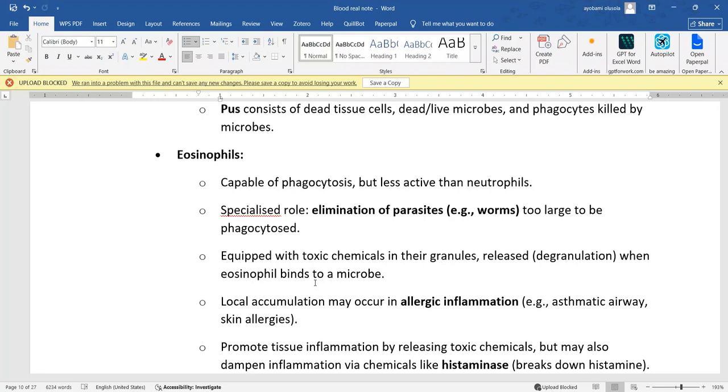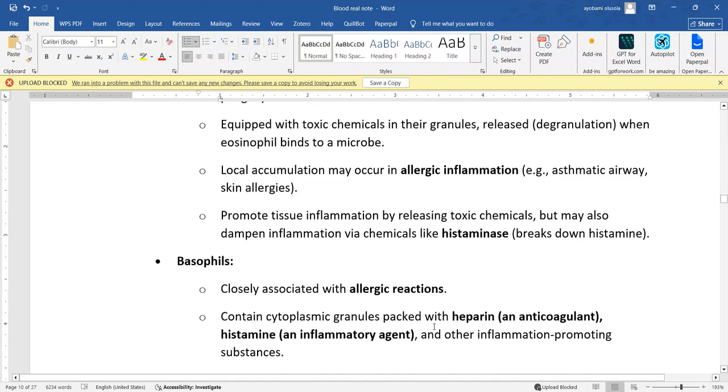Now, the eosinophil also has a role in allergic inflammation, particularly of the skin and the respiratory system. So they have an important role to play in asthmatic attacks and the likes. They promote tissue inflammation, but they can also reduce inflammation. It's a two-way thing, by releasing an enzyme that breaks down histamine.